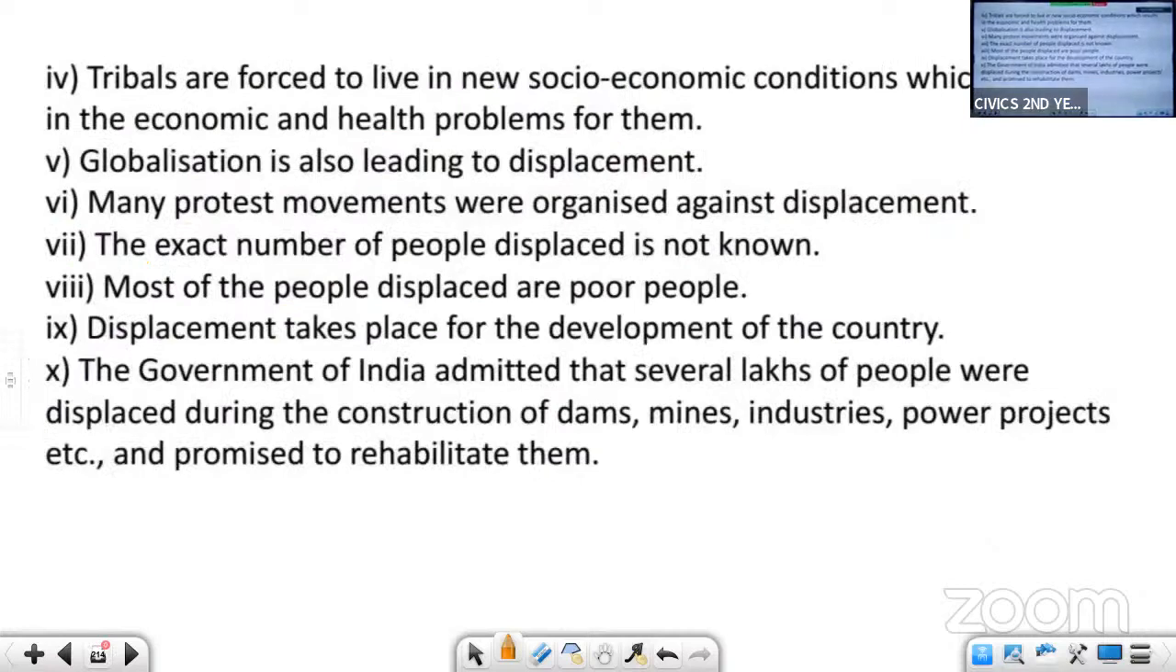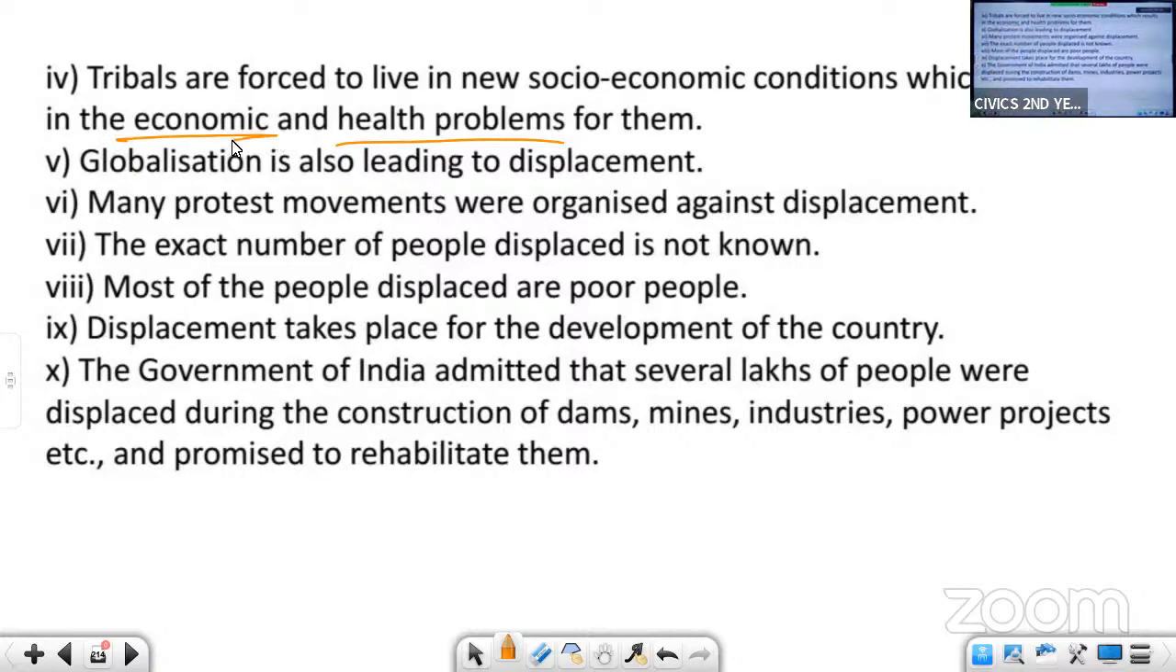displacement. Then tribals are forced to live in new socio-economic conditions, which results in economic and health problems for them. I told you, when tribals who are living in hilly areas or in forest areas come to the city, the city life, where you have too much pollution, it may cause health problems to them. And city life is expensive, so it will lead to economic problems for them.